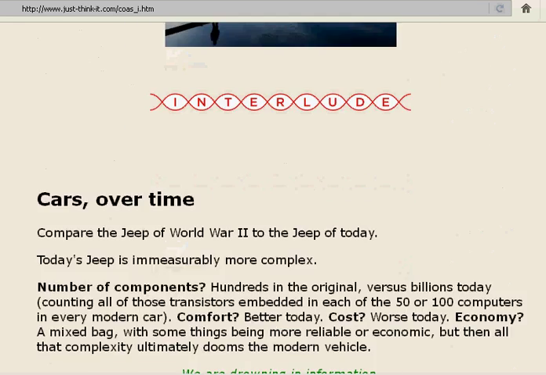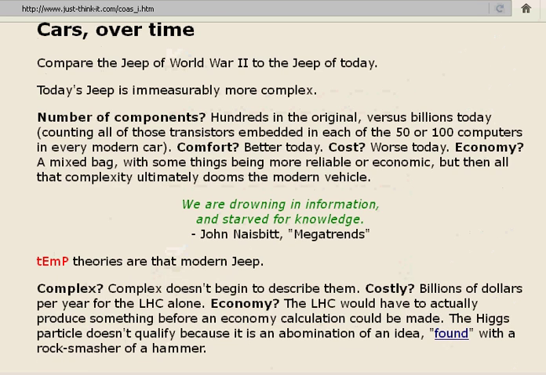Cars over time. Compare the Jeep of World War II to the Jeep of today. Today's Jeep is immeasurably more complex. Number of components? Hundreds in the original versus billions today, counting all those transistors embedded in each of the 50 or 100 computers in every modern car. Comfort? Better today. Cost? Worse today.